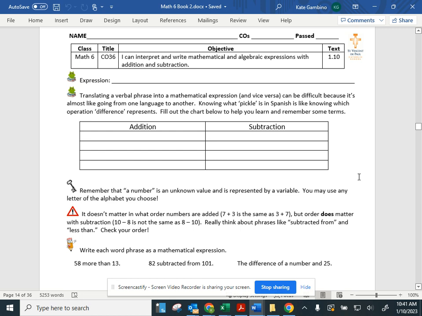Good morning. Today we are starting Unit 5 with CO36. I can interpret and write mathematical and algebraic expressions with addition and subtraction.